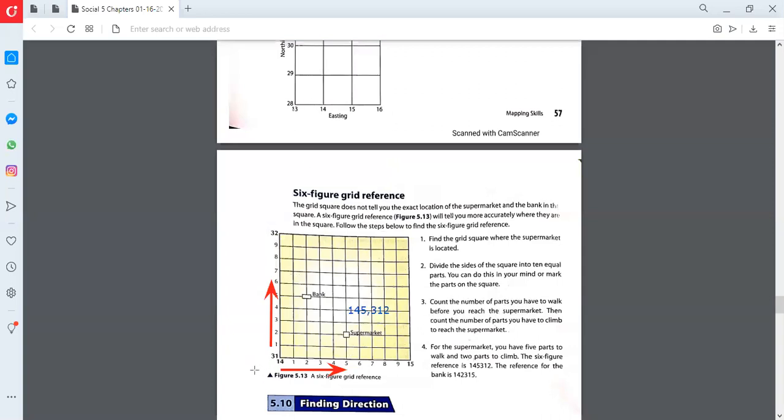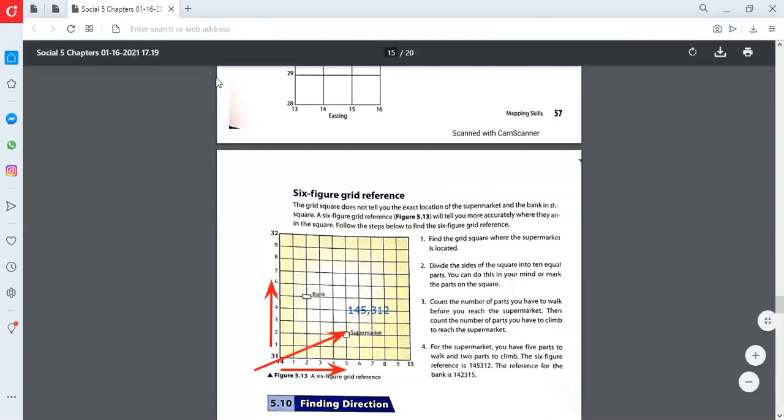So these numbers are added. This 31 is added with these numbers, and this 14 is added with these horizontal numbers. So supermarket is 5 and this one is 2. So 31 is added with 2 and 14 is added with 5. If you see here, the figure reference for the supermarket is 145 and 312. So 145, we got from 14 and 5. And for 312, we got 31 and 2 from this location. So now we are getting a closer location in comparison with the 4 grid boxes.